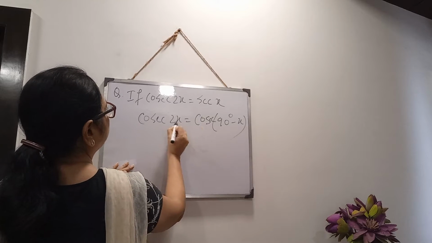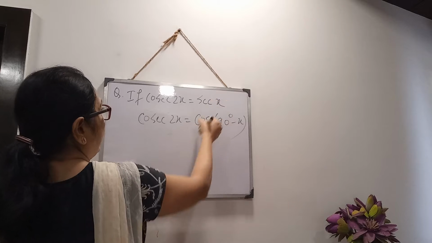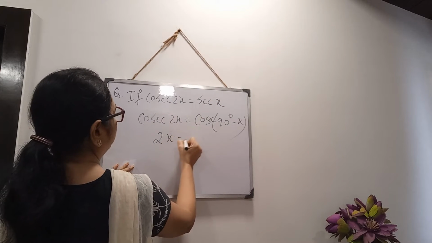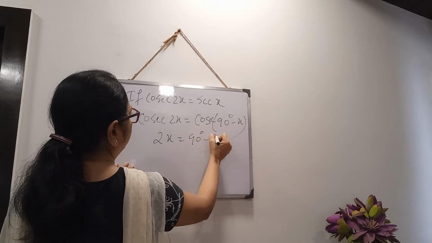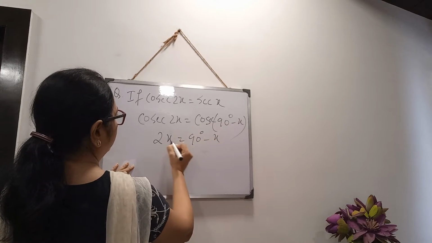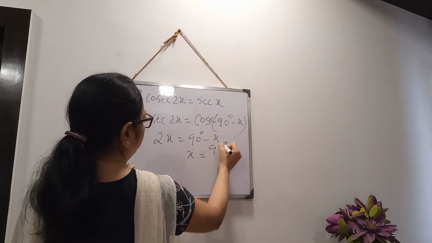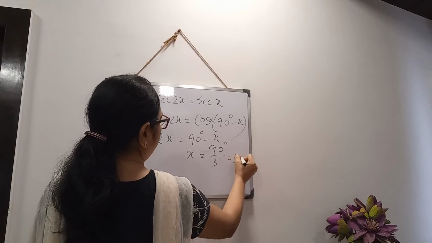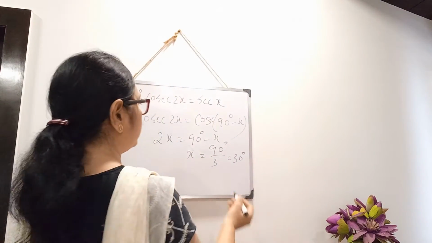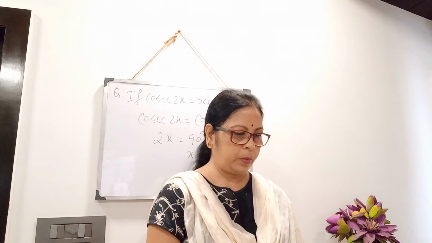So cosec 2x equals cosec (90 minus x). Now cosec and cosec don't cancel in this form, but you will write the next step: 2x equals 90 degree minus x. Then we have to solve for x. Then it is coming 3x on this side, so x is 90 by 3, which means 30 degree. Now, find the value of x; this is the answer. Clear? In this way you can do.